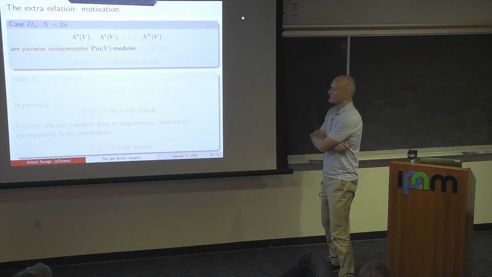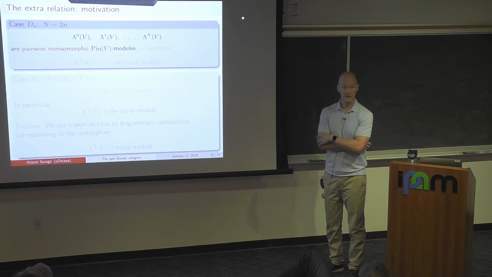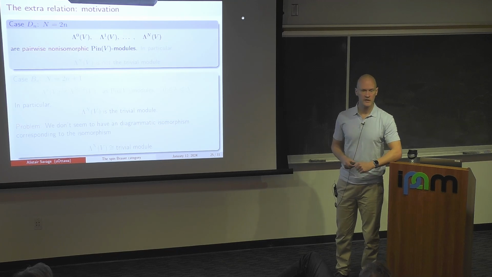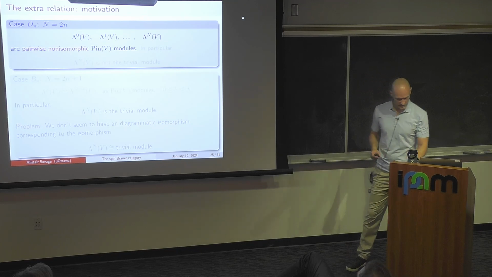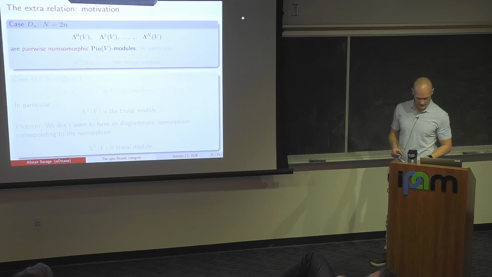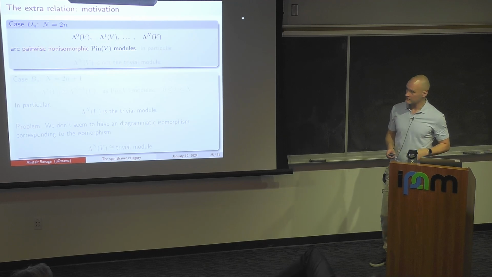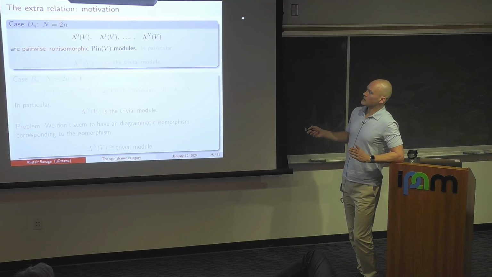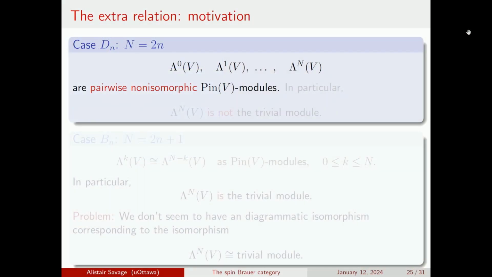Okay, so I said when n is odd, we need an extra relation. I could just give you the relation, but let me motivate where it comes from because it'll probably seem quite mysterious if I don't tell you where it came from. When big N is even, so that's type D little n, remember our V was big N dimensional. If you take all the exterior powers, these are all of them, after that they're 0.